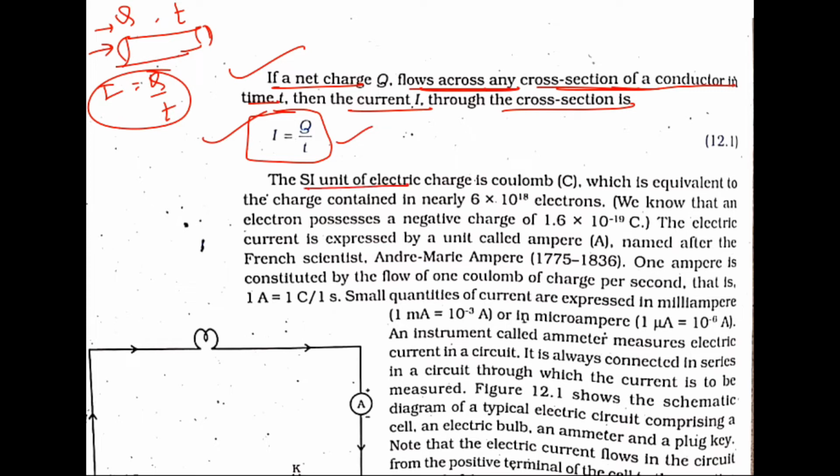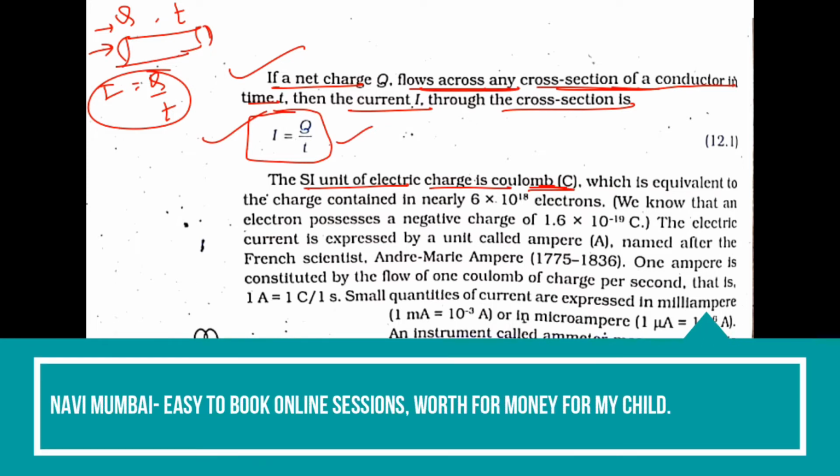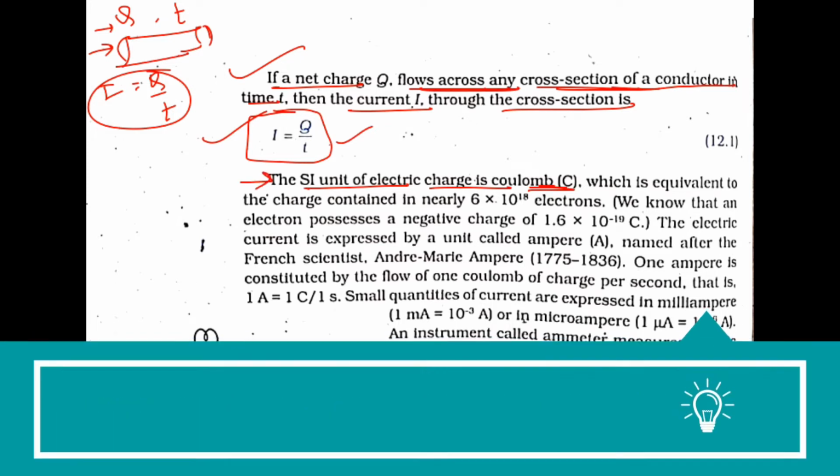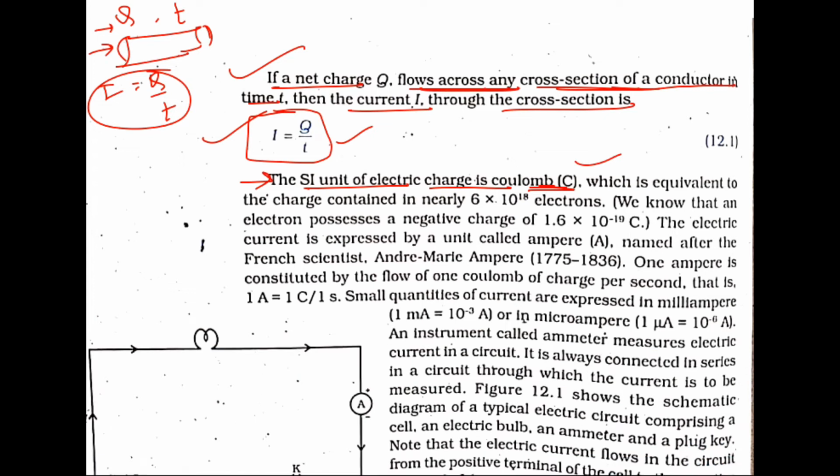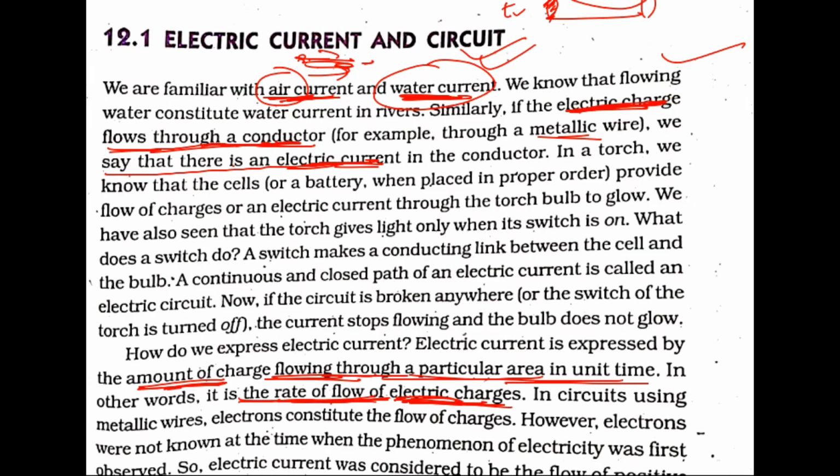The SI unit of electric charge is the coulomb, and the SI unit of electric current is the ampere. Just write that. So this is about electric current.